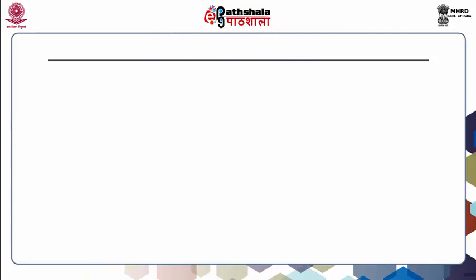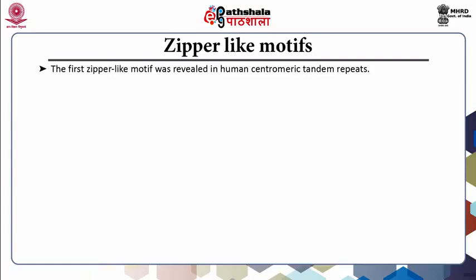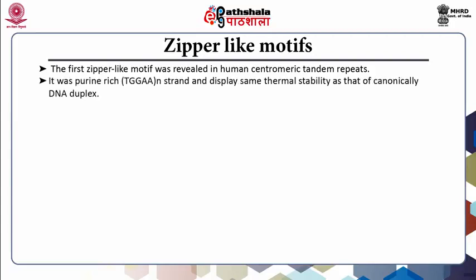Very common are the zipper-like motifs. The first zipper-like motif was revealed in human centromeric tandem repeats. It was a purine-rich TGG-AA strand and displays the same thermal stability as that of the canonical DNA duplex. Examples of zipper-like motifs are as follows.